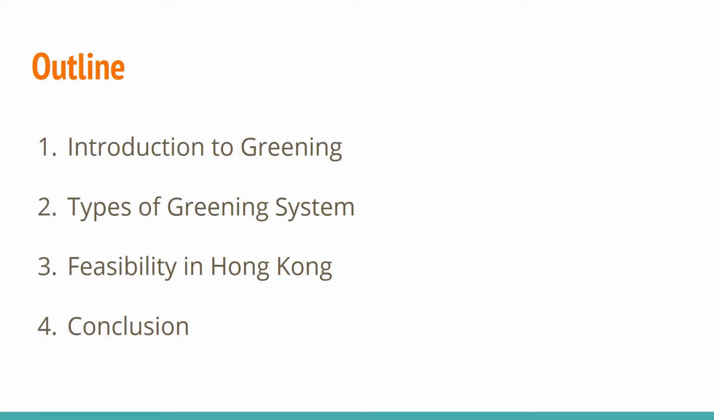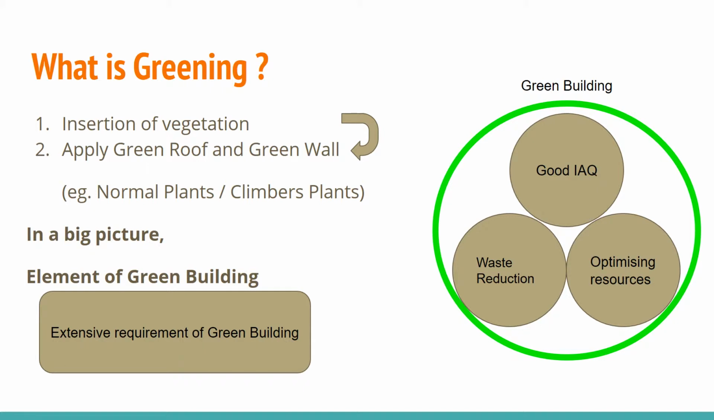In this presentation, I will first mention the definition and importance of greening. Then my groupmate will briefly talk about the greening technology, feasibility and opportunity in Hong Kong. So what is greening? In simple words, it is the insertion of vegetation. Normal or climber plants can be used to apply a green roof and green wall to a building.